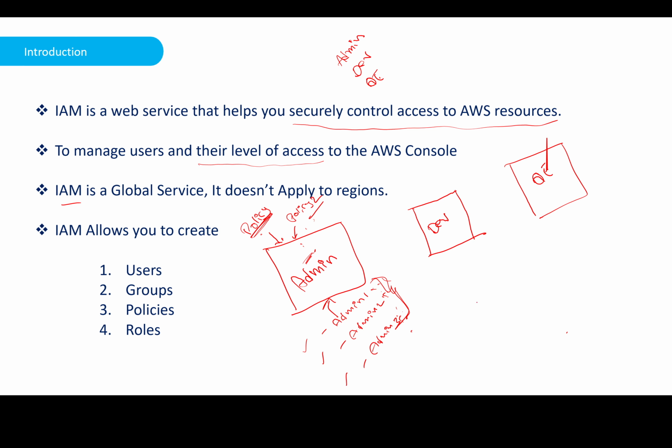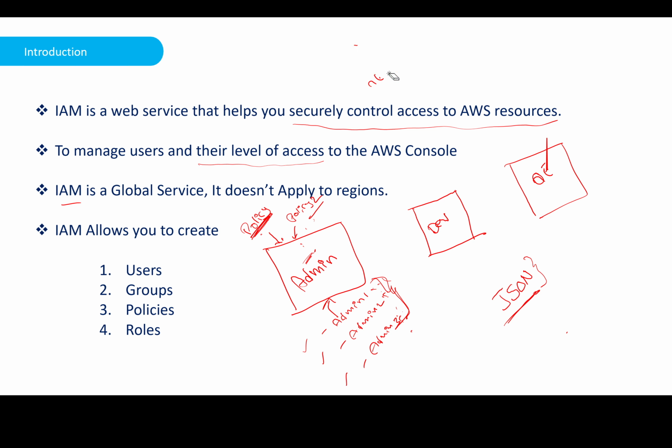Policy. A policy is a document which is written in JSON format. Don't worry, we are not going to learn about what JSON is and everything. Amazon is providing a virtual editor by using which we can generate this JSON script as per our requirement. In the practicals, I will show you how we can generate our JSON script and all the things which are required for our policies. Then the roles.